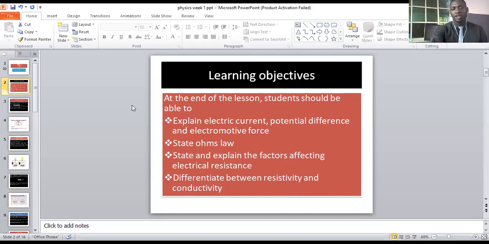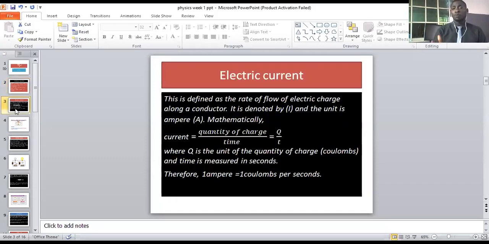So first, we'll take the electric current. What is the electric current? This is the rate of flow of electric charge along a conductor. We all know what a conductor is. A conductor is any material that allows the passage of charge, that allows the flow of what? Charge. The opposite of conductor is insulator. It doesn't allow the flow of charge.